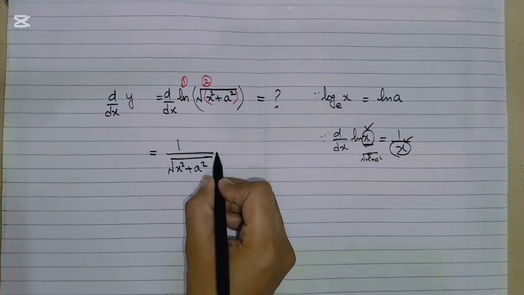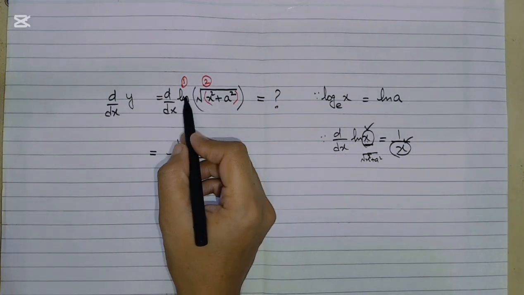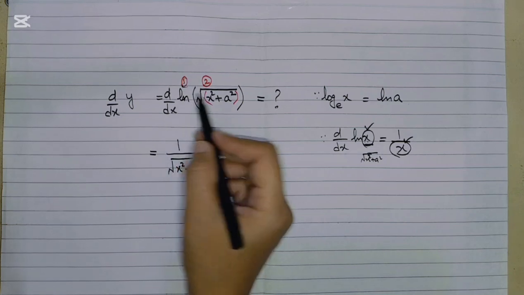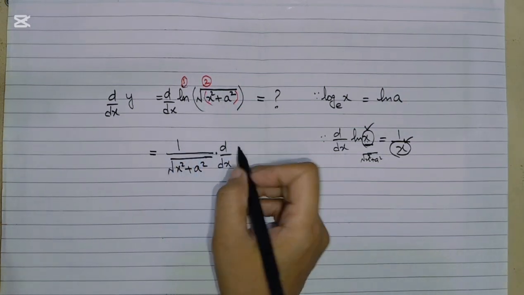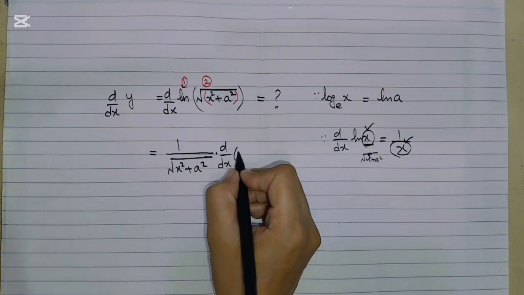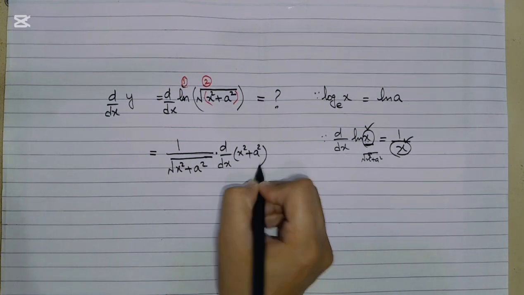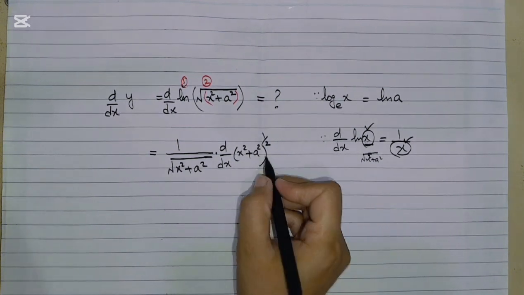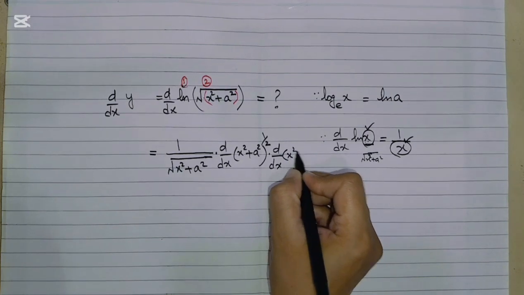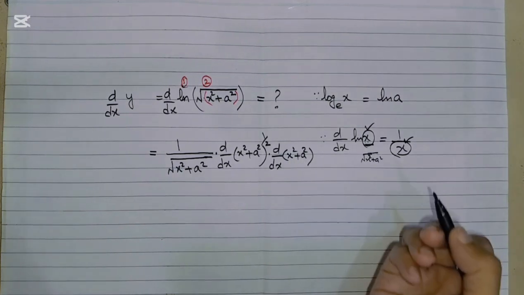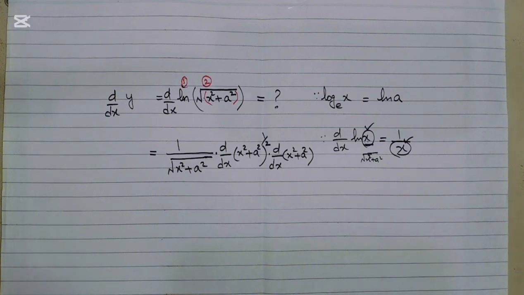Then here we have taken the derivative of natural log. Then the next step is its power. We write here its power, which is equal to 1 by 2, and then also the derivative of x square plus a square. We write step by step.